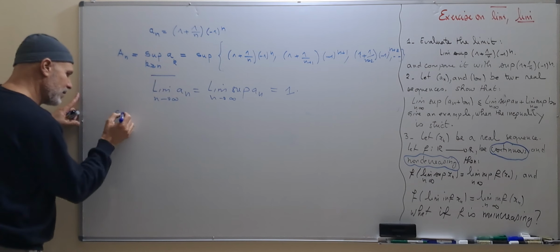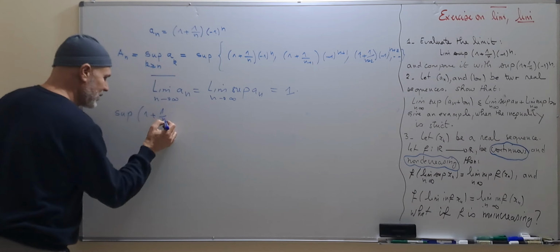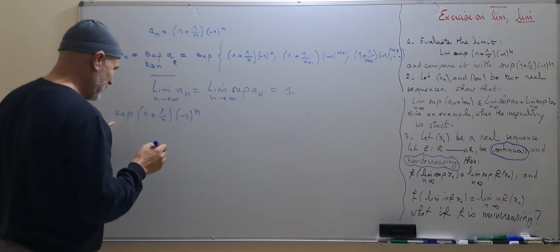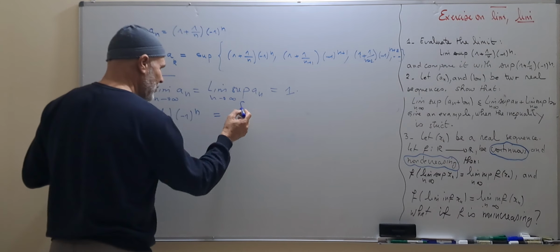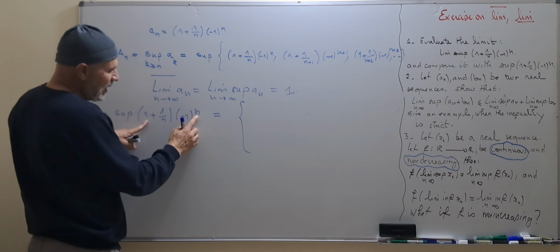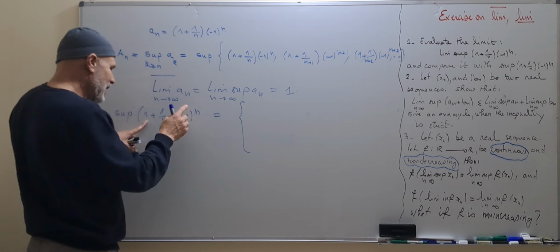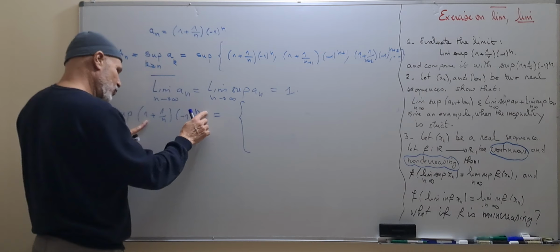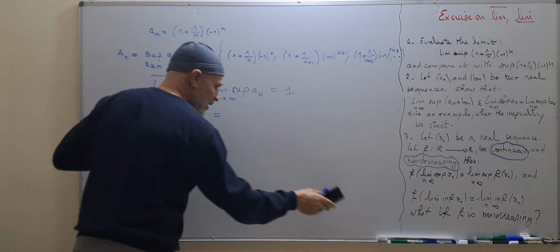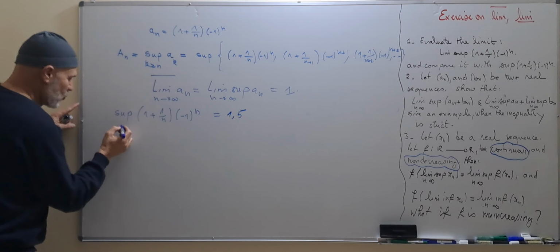Let us search the sup of 1 plus 1 divided by n, times minus 1 power n. The sup has two cases. For n equal to 1, this is negative and it cannot be the sup. For n equal to 2, this will be positive and the sup is equal to 1.5, the sup on n.